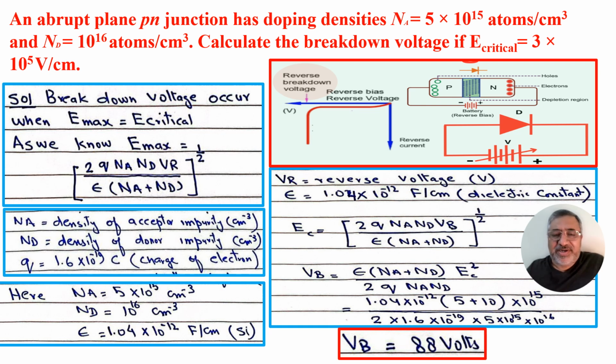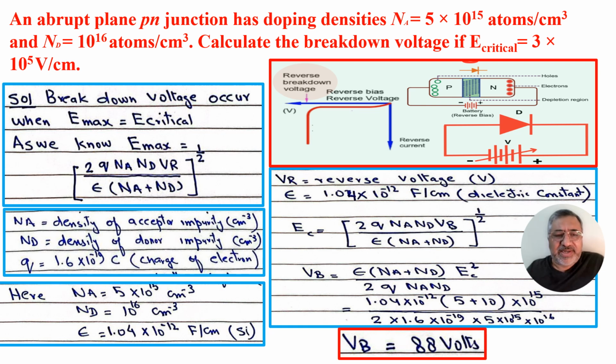Generally, we avoid this for a normal diode, except for the Zener diode, which is designed to work on the reverse bias side. In normal operation, we do not allow the current to exceed beyond the breakdown voltage.